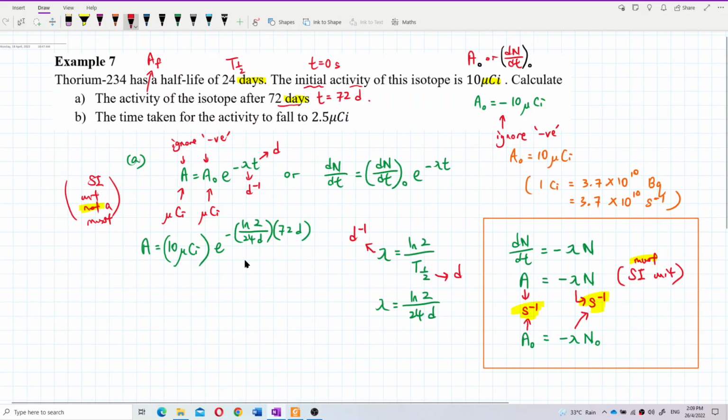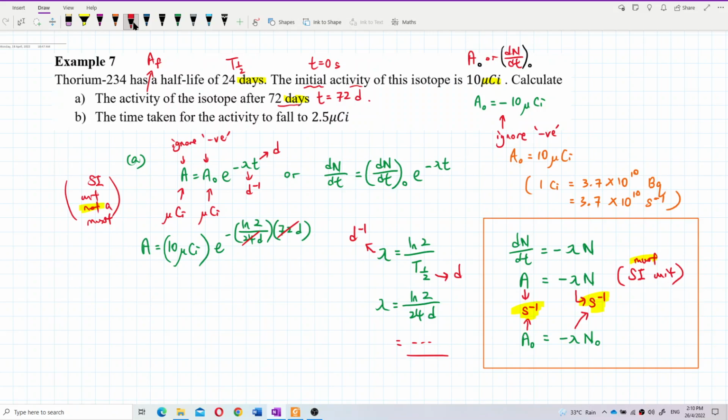I can cancel. That's why you see I didn't find out my lambda. I didn't calculate it first. I no need to find the value first, because I straight away substitute this whole thing into here, because this 72 can be divided by 24. That's why I leave it as an equation. I don't find the value of lambda first, because I want to cancel. Understand? So 24 days and 72 days.